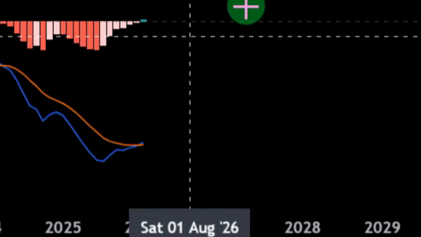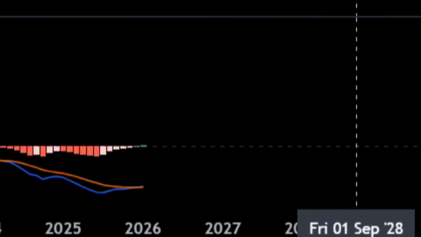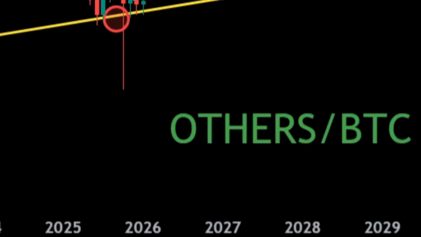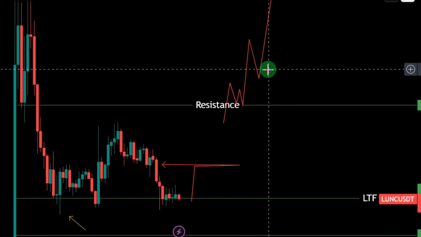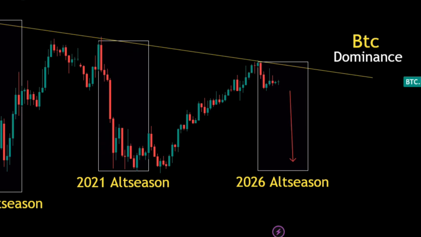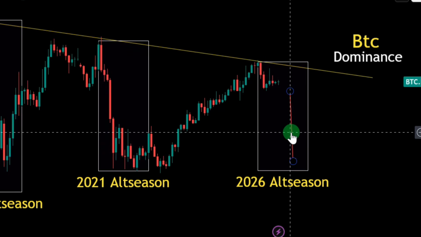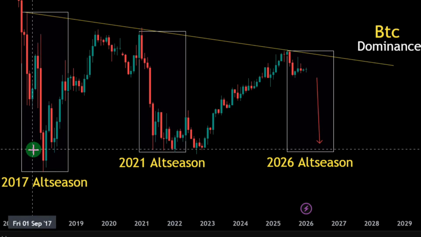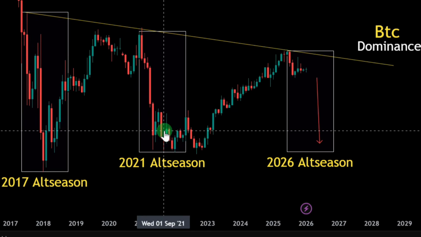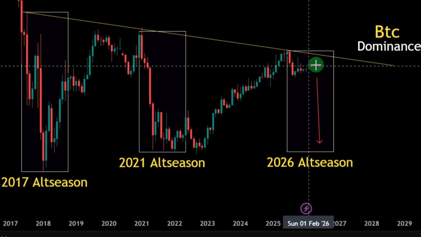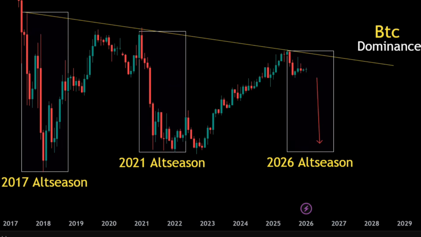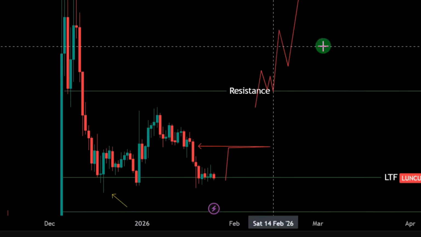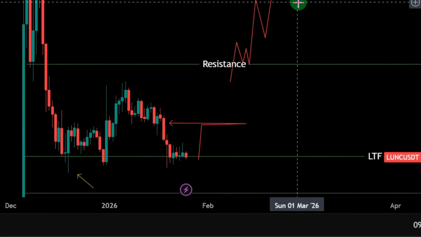All the stars are already aligning for an aggressive altcoin pump, which is likely to carry Terra Classic along as well. We are still waiting for the BTC dominance to dump aggressively. The last time that happened in 2017 and 2021, the altcoin market exploded. So the moment this dump begins in 2026, the altcoin market is going to explode. Terra Classic is going to pump aggressively as well.